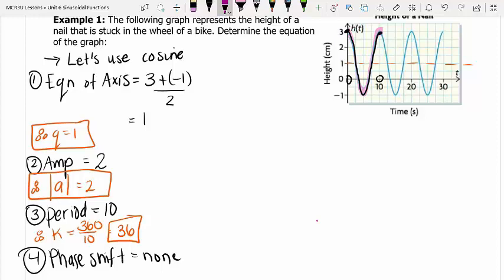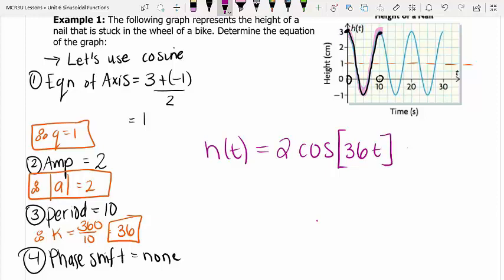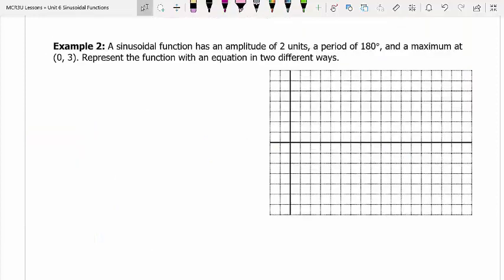Let's build our equation. So we're dealing with the height in terms of time, so it's equal to, our A value is 2, our K value is 36, there is no phase shift, and our Q value is 1. So there's your equation.